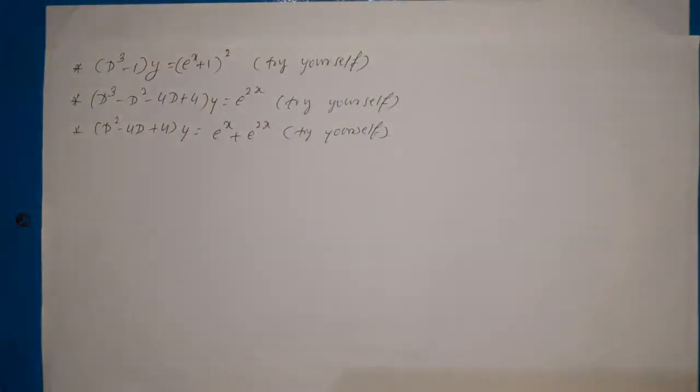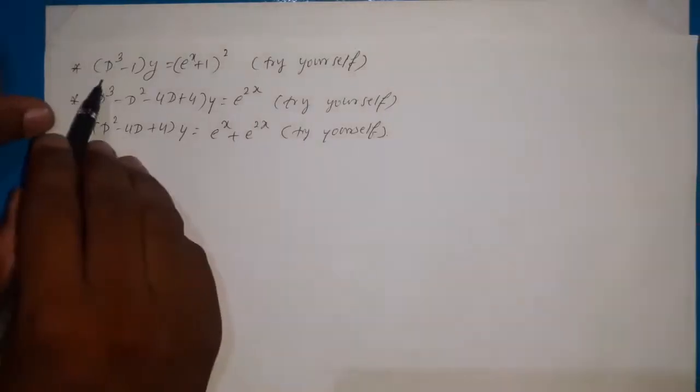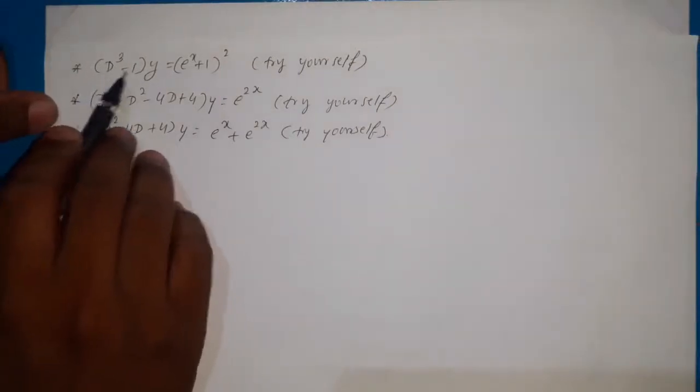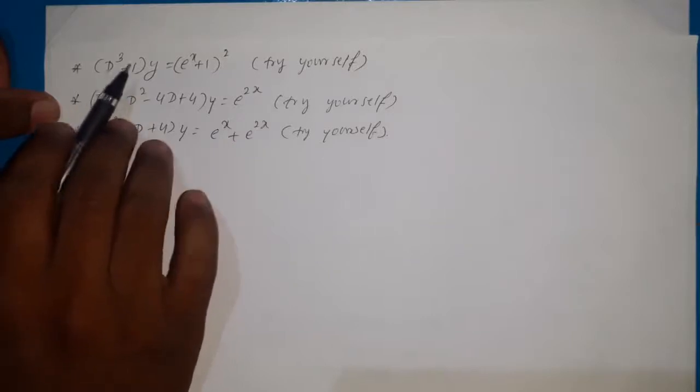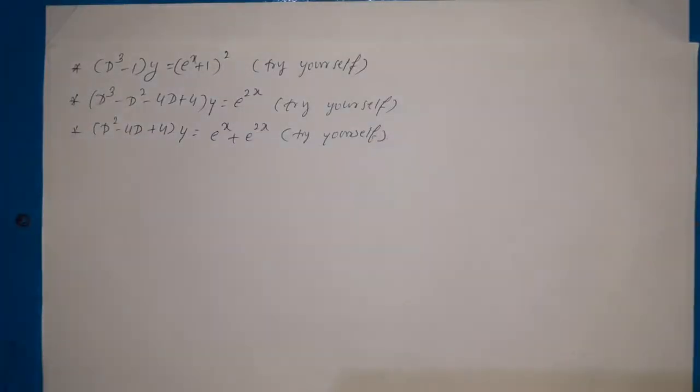Some more examples are there for you. Now the first example is D cube minus 1 into y is equal to e power x plus 1 whole square. So already we have solved a similar example. It is of the form D cube minus 1, meaning a cube minus b cube. So use the identity a cube minus b cube, then factorize the auxiliary equation and find the roots.